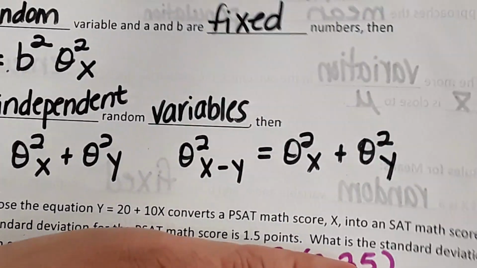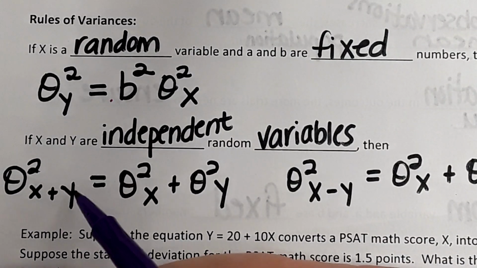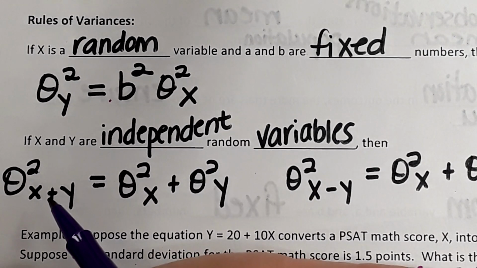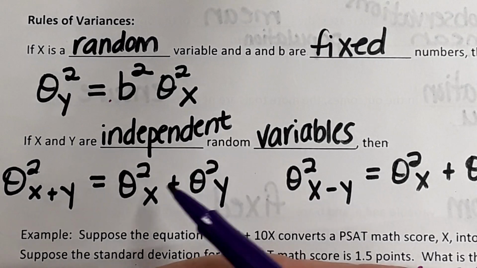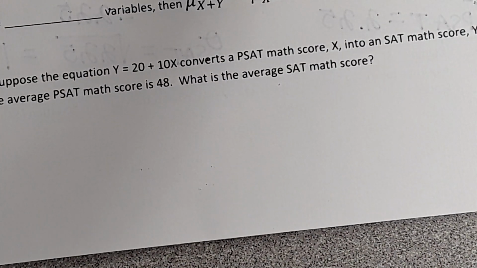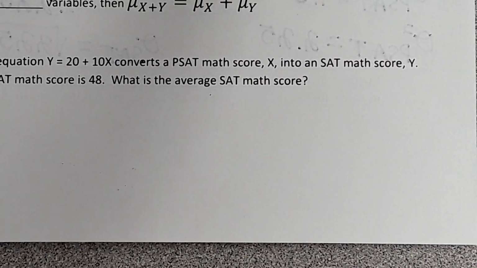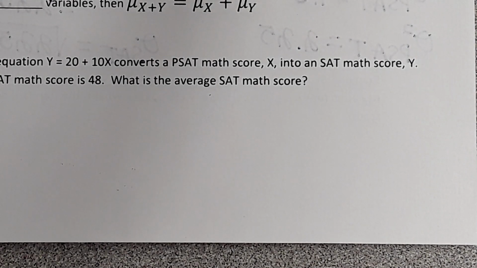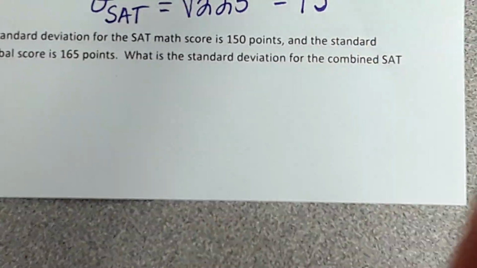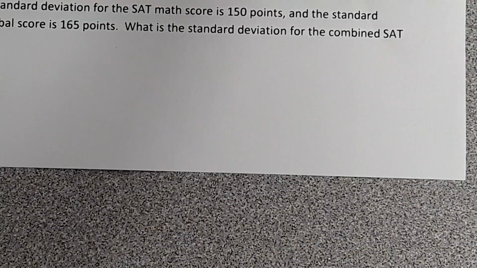Okay, so what we're going to do now is use this formula right here. We're going to do the variances of x plus y. And remember that you always add variances whether they ask you for the sum or the difference. You always add variances, and you always deal in variances. You never deal in standard deviations. So you have to convert everything. Okay, so here we go. Suppose the equation y equals 20 plus 10x. It's the same equation we just did. It really helps if you are on the right side. So no, it's not the same equation we just did.